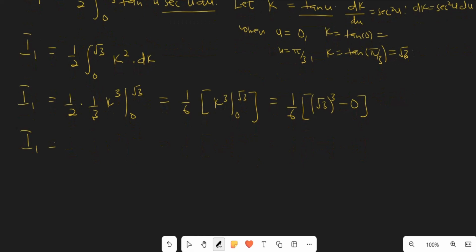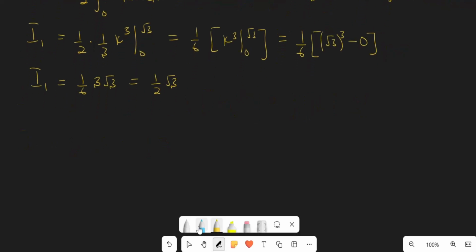So I1 is 1 over 6. Square root of 3 raised to the power of 3 is square root of 3 times square root of 3 times square root of 3, which is 3 square root of 3. And that is going to be 1/2 square root of 3. This is the value of I1.